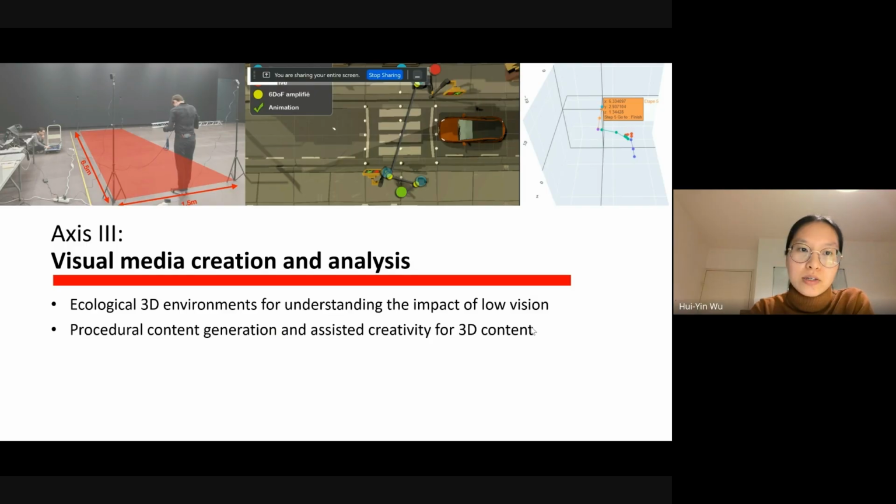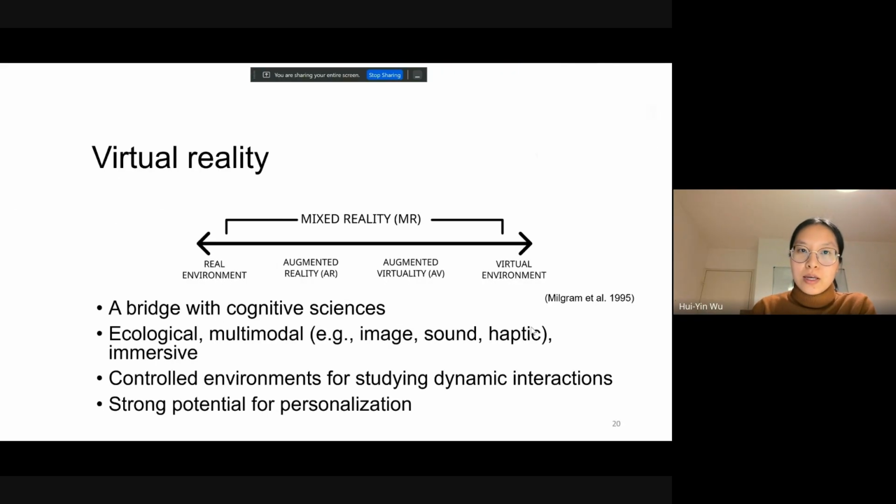And finally, the third axis is visual media creation and analysis. It concerns research themes that are more linked to my own work. Specifically, we use a lot of virtual reality technologies because they present a very strong advantage in cognitive sciences to create ecological and multimodal environments that are immersive, and we can have various types of stimulus. These provide the advantage of controlled environments that allow us to study dynamic interactions. And there's also a very strong potential to personalize the content for different needs and purposes.